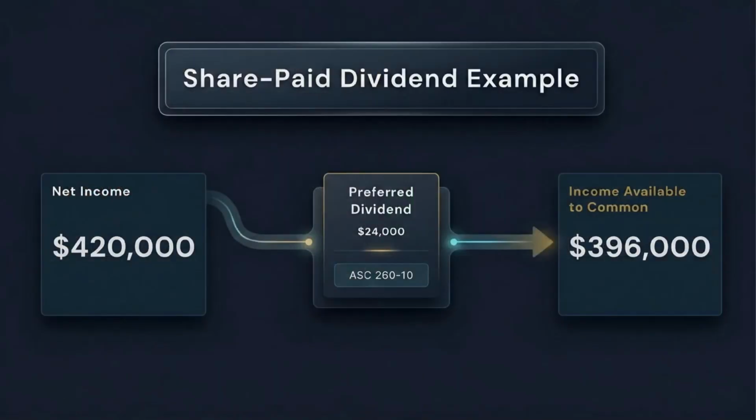In this example, net income is $420,000 and the preferred dividend is $24,000 paid in common shares. The numerator is not $420,000. We deduct the preferred dividend and arrive at $396,000 of income available to common shareholders. If the dividend had been paid in cash, the numerator would be the same. The form of settlement does not change the deduction.